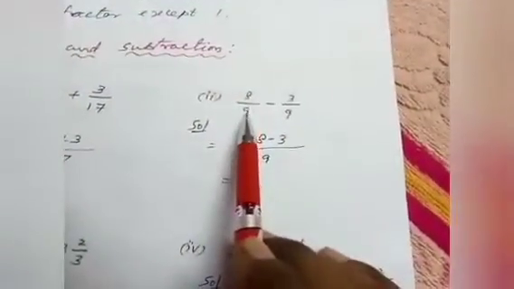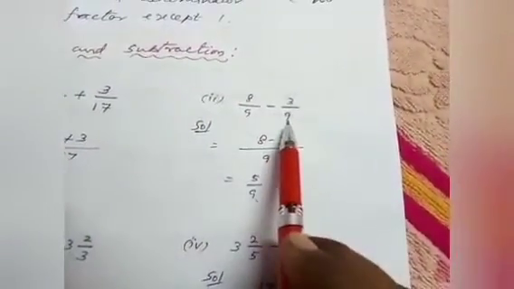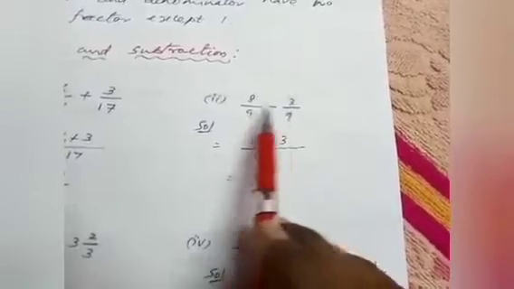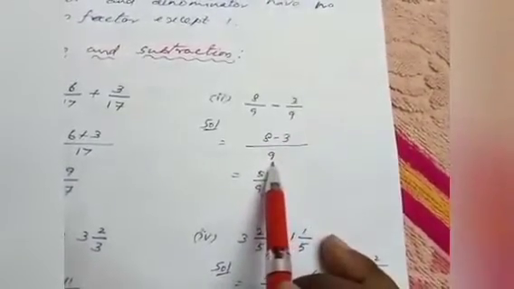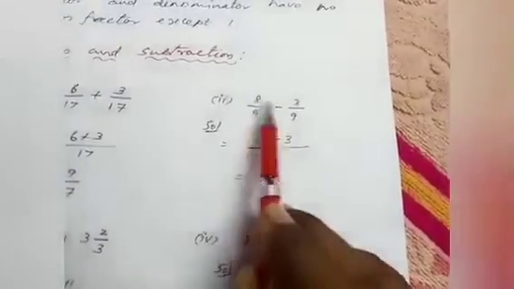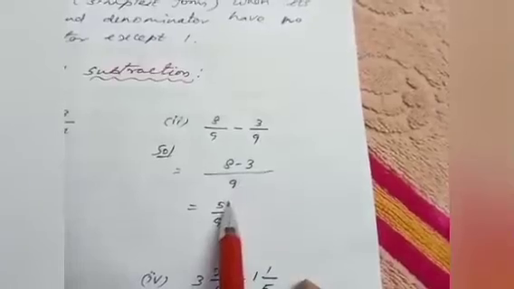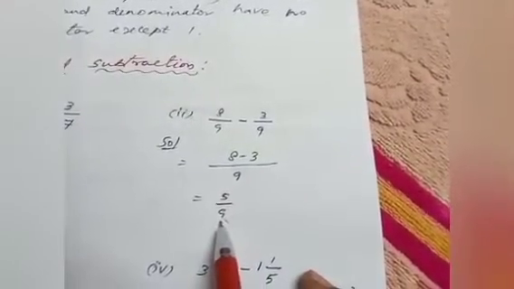In the next example, 8 divided by 9 minus 3 divided by 9. These fractions are like fractions, the denominator is the same. So write the denominator 9. Directly you subtract, 8 minus 3. 8 minus 3 is 5. So 5 divided by 9 is the answer.